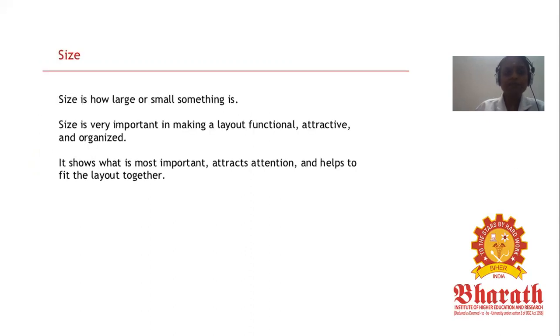Next one is size. Size is very important for our design. When you make a design, you should definitely consider size. Size is how large or small a thing is. Size is very important in making a layout functional, attractive and organized. It shows what is most important, attracts attention, and helps to fit the layout together. These are the main points on the importance of size.